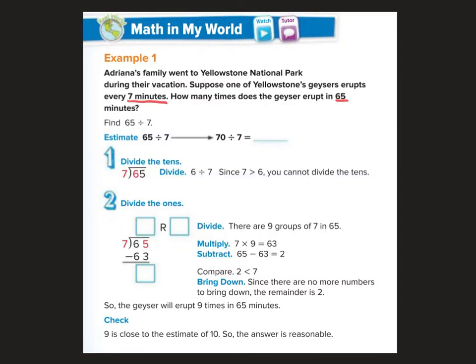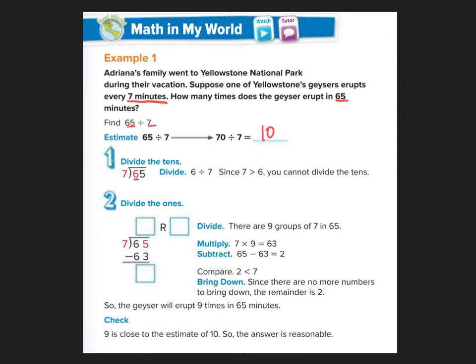All right, so anyways, they erupt every 7 minutes, and we want to know how many can erupt in 65 minutes. So 65 divided by 7 is what we're going to be doing. In this one, we're going to estimate to check our answer. 65 is close to 70. I know 7 goes into 70 10 times, so we know our answer needs to be about 10. So here we go. Let's divide.